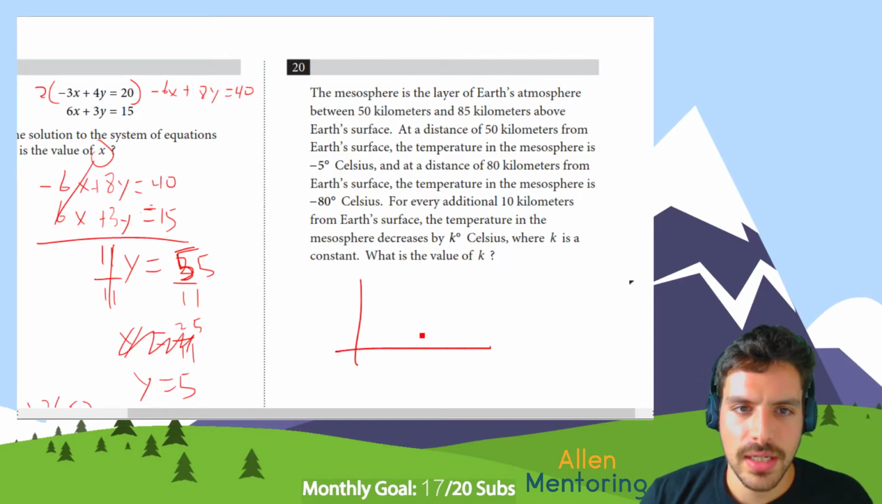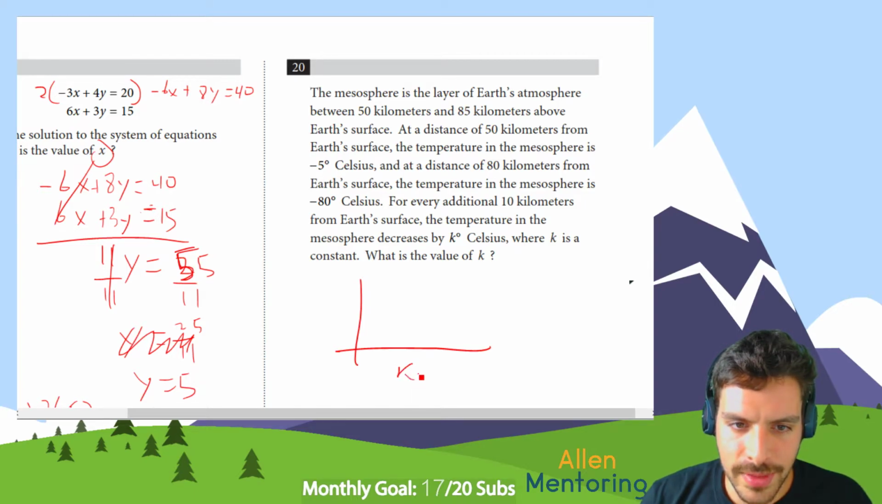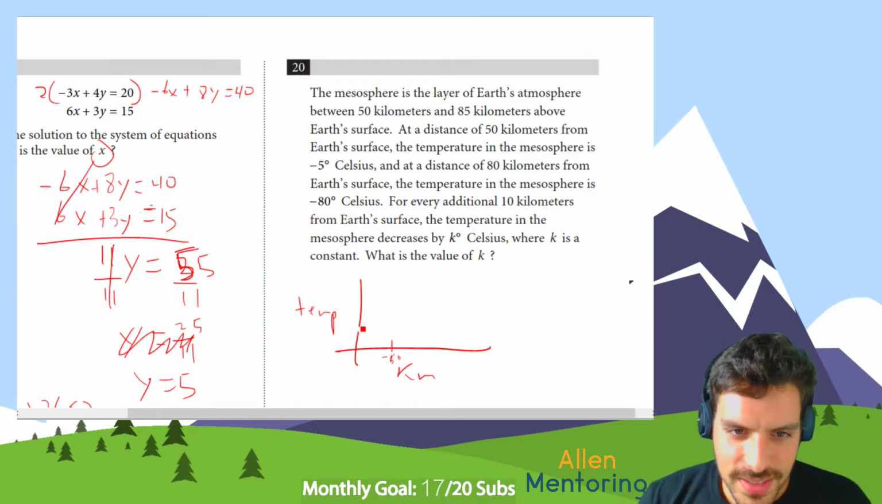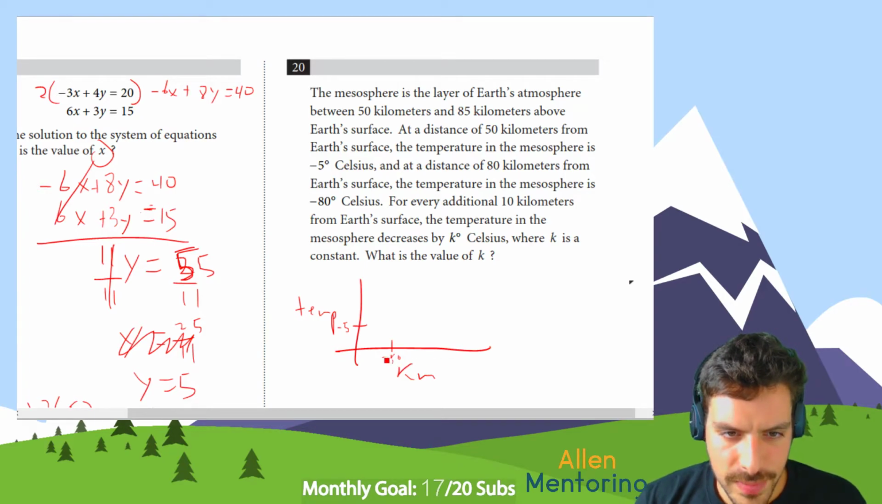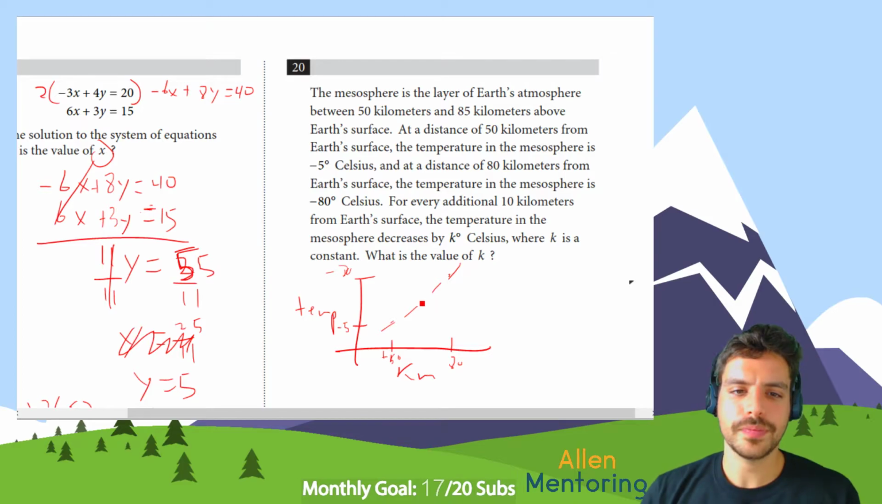Except in this case, this is the kilometers, this is the temp, and we see that at 50, actually it's not a good drawing. I'll just say that this is a negative axis. So at 50 it's -5, and this is positive 50, and at 80 it's -80. So it's here and here. And so we just have to find out what is the slope.